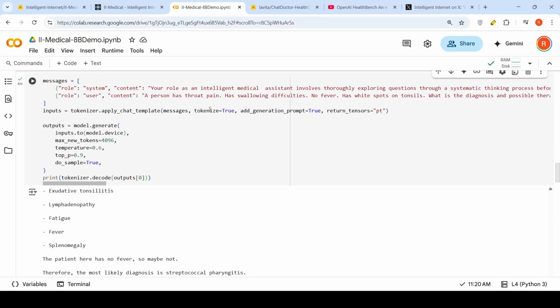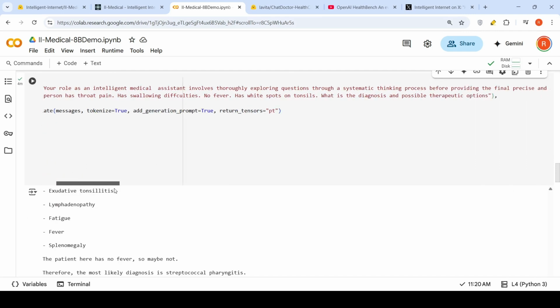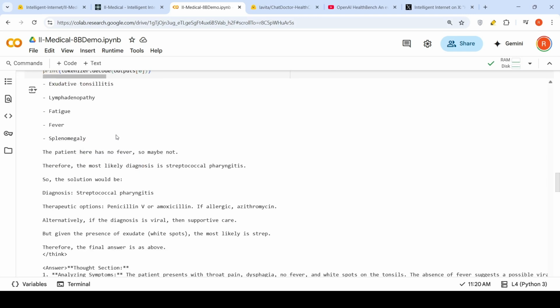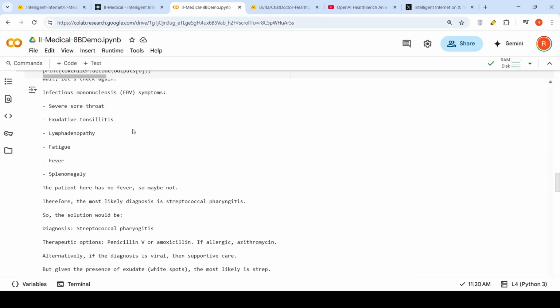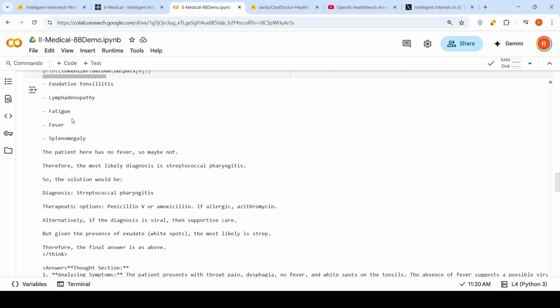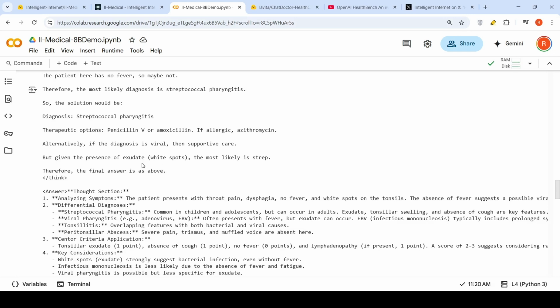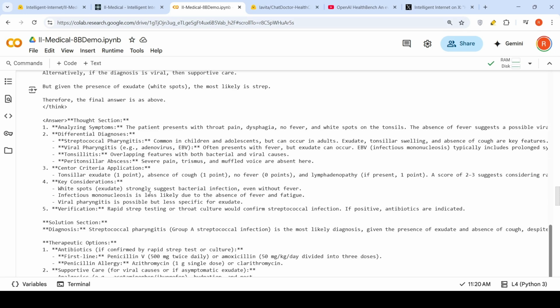Another example I gave over here: a person has throat pain, has swallowing difficulties, no fever, has white spots on tonsils. What is the diagnosis and possible therapeutic options? It starts by saying these are the different conditions which could be possible. The patient has fever, so maybe not these conditions. It could be streptococcal pharyngitis, which is the most likely diagnosis because you have white spots or exudate, most likely strep. So it does the analysis over here, right?